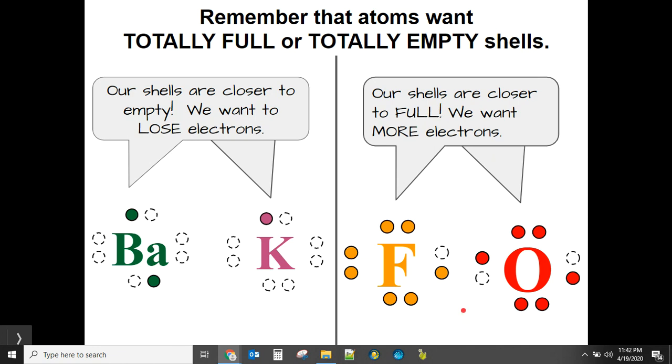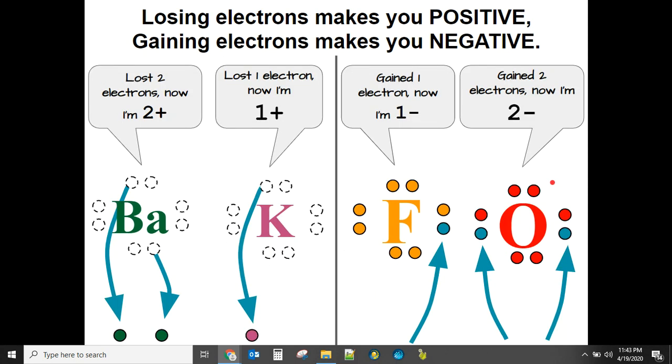Okay. However, if you're on the right side of the periodic table, like fluorine or oxygen, they want to gain electrons because they're very close to having full valence electron shells. So fluorine needs just 1 more electron and then its shell is full. Oxygen has 2 that it needs and then it will have a full shell, but that's still pretty close. It's much closer than having an empty shell. So they go to gaining electrons.